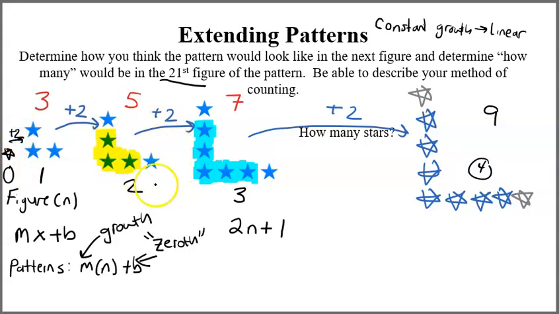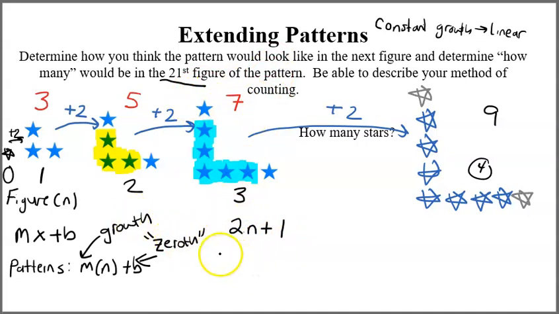Let's check to make sure it works. If I plug in the figure number, it should spit out how many stars are in that figure. Figure 1 has 3. 2 times 1 is 2, plus 1 is 3. Let's check it out for 2. I plug in a 2 and I should get 5. 2 times 2 is 4, plus 1 is 5. Then 7 and 3. When I plug in 3, I get 7. It checks out.